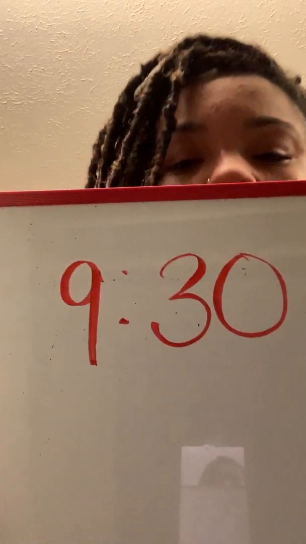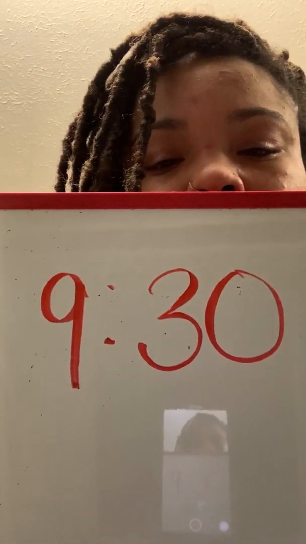So when we write the number 9:30, it looks like this. Now we don't know if it's 9:30 a.m. or 9:30 p.m., but this is how it's written either way. Now, let's look at another time.